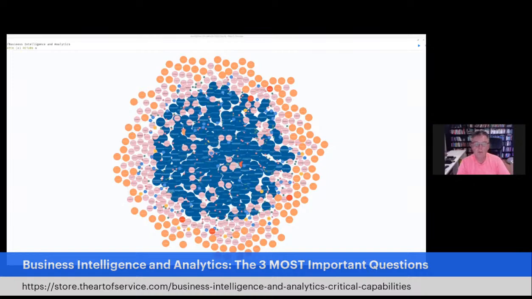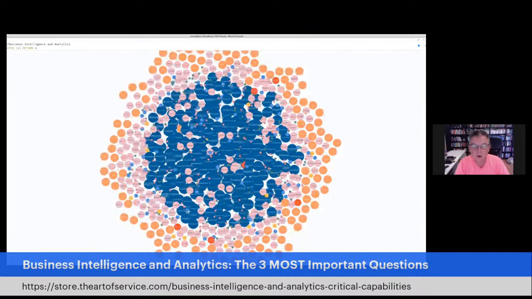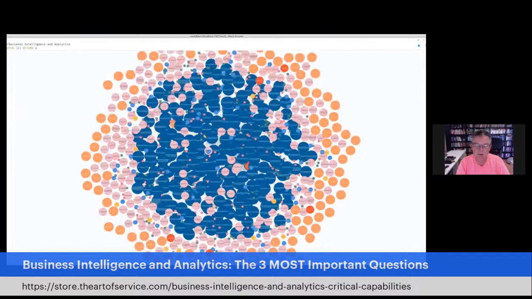So let's walk through the journey of the 3 most important questions to ask in a BIA, Business Intelligence and Analytics. And let's start out with question number 3. Oh, before we do that, hang on. What we've got on our screen here is the full overview of the Business Intelligence and Analytics Kanban. So all the data that's in there.